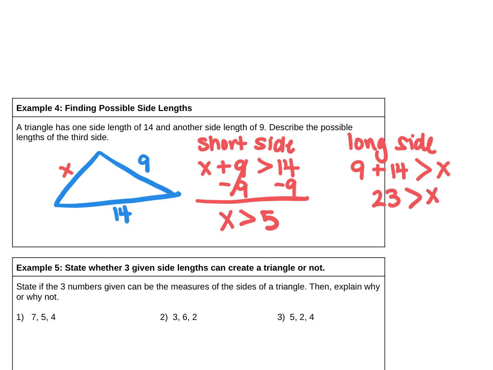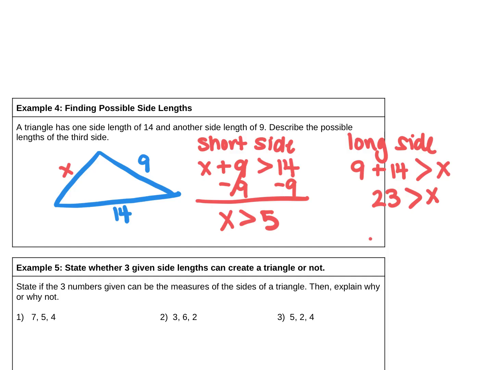Mathematically, we would not have to pretend it's a middle length side because it doesn't make sense. 14 is already bigger than that 9. So we're not going to create an equation that says x plus 14 is greater than 9. That doesn't make sense because it's not true. 14 is already big enough. So we don't need to worry about that.